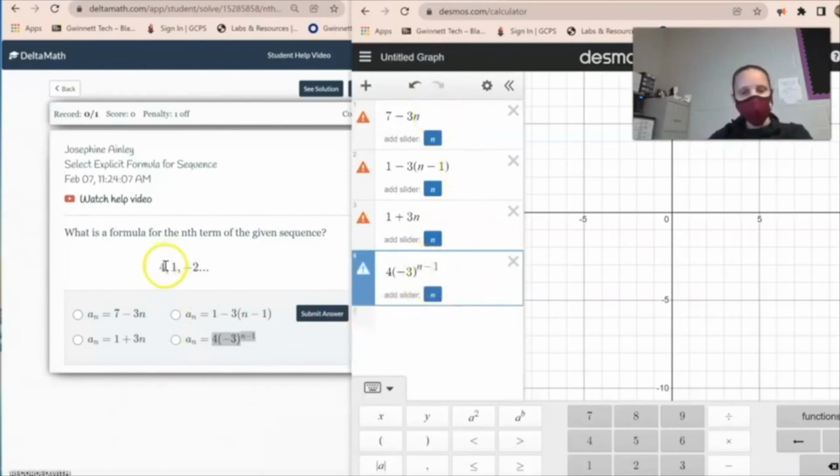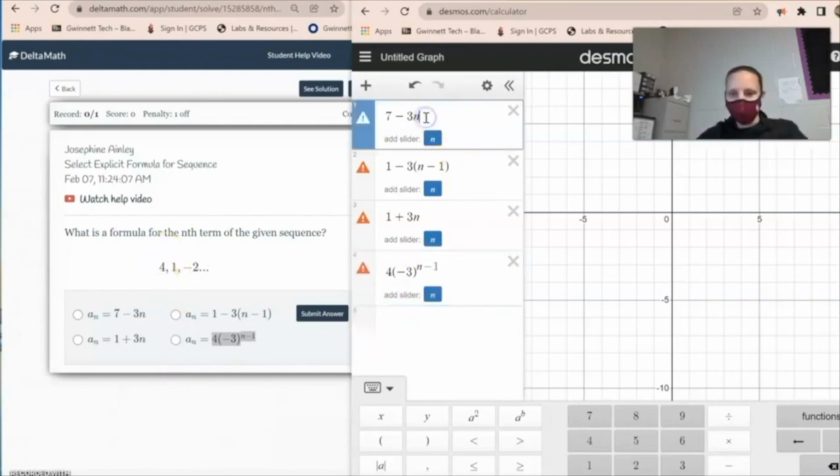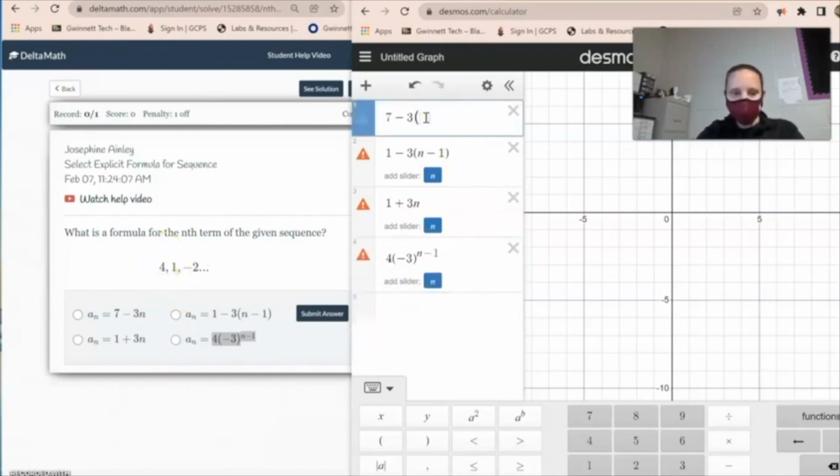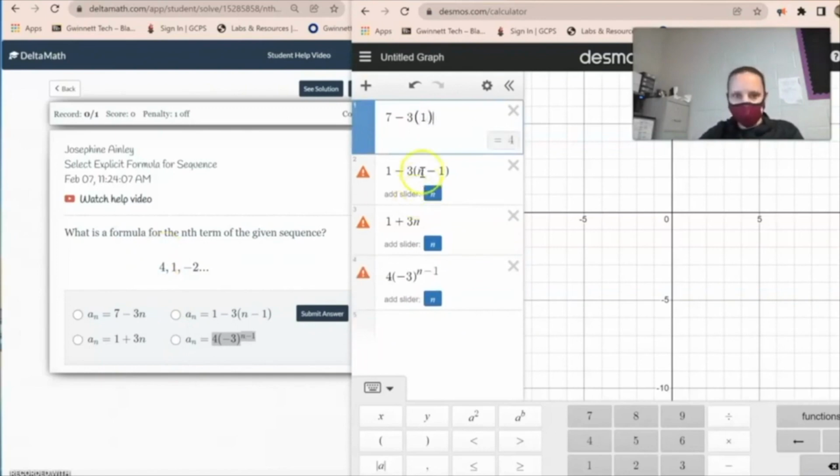Now I'm going to say, when n is 1, do I get 4? So I come right here, and I do 1. Did I get 4? I did. What about the second term? If I put 2, do I get 1? I do. And if I put 3, do I get negative 2? I don't. So A is not the answer.